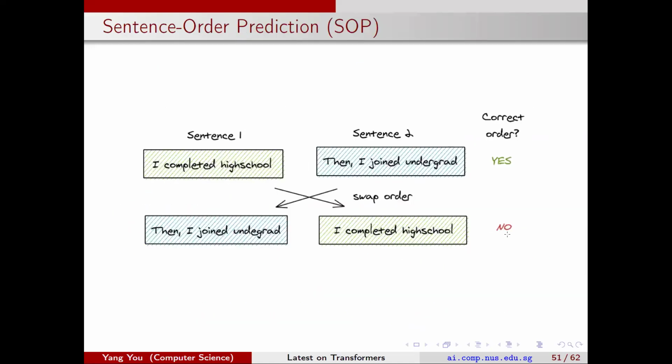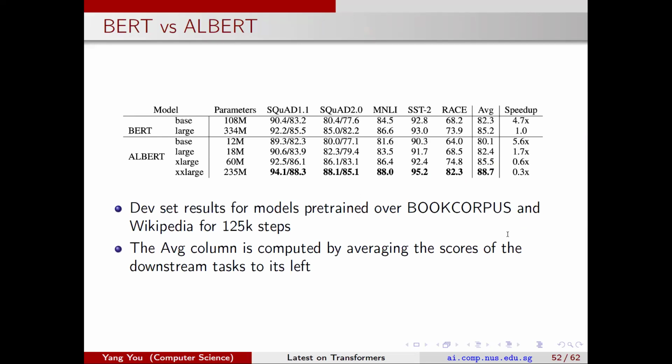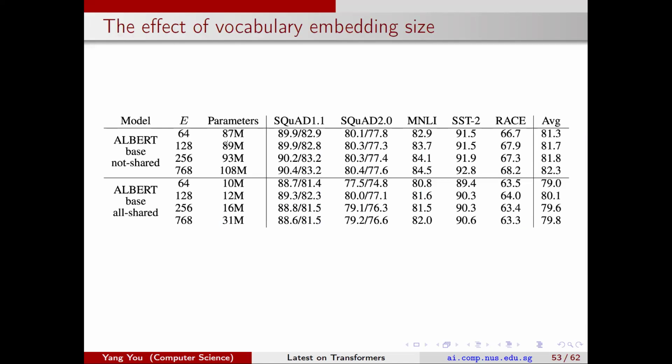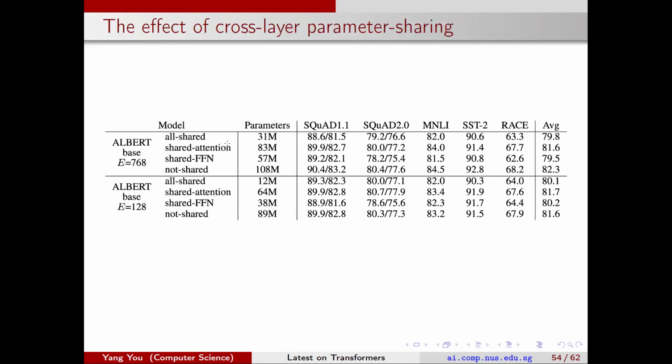Okay, so we almost finished everything. Here are just some results from ALBERT. Clearly, they can achieve better performance, and the model is smaller. That's the effect of cross-layer parameter sharing: all shared versus not shared. You see, just check the average accuracy, which means we make the model much smaller, but we can still get good performance here.